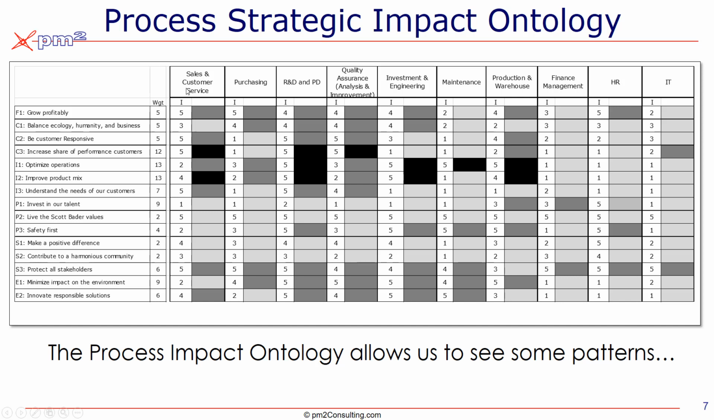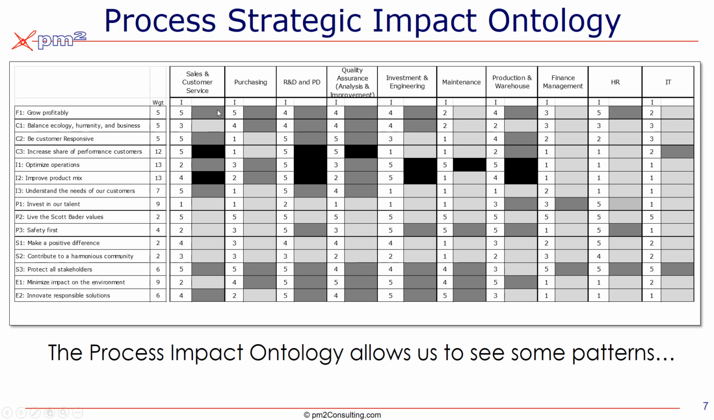So in this case, sales and customer service says they have an impact of 5. They're critical to the success of objective F1, grow profitably. They have a moderate impact on balanced ecology, humanity, and business, and so forth. So this scale of 1 to 5 is done by the team as they express their contribution to strategic success.